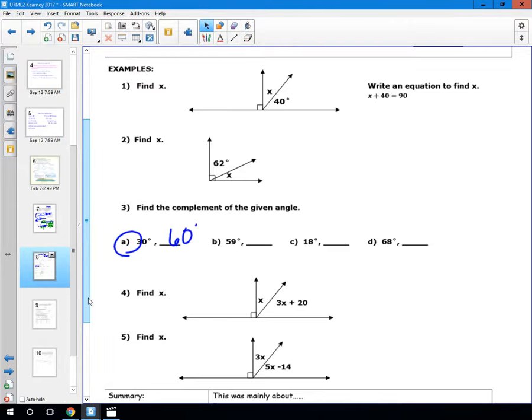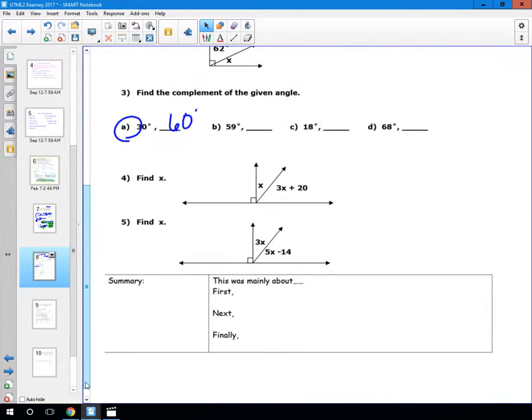I want to skip down to number 4. Okay? So number 4 is similar to what we just did a minute ago. We're solving for an unknown x. Okay, so I want you to just look at this picture and see, what do you notice? Okay, look at number 4.